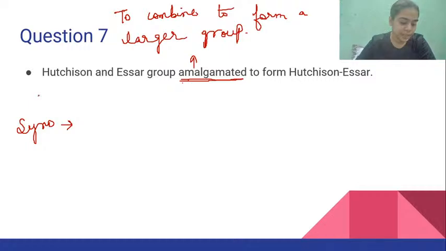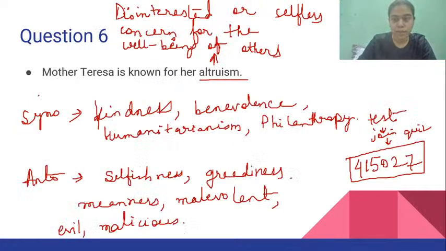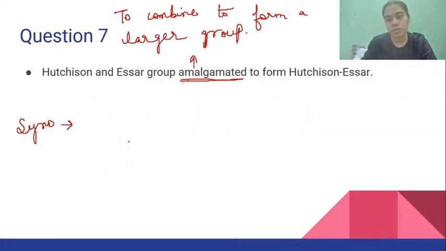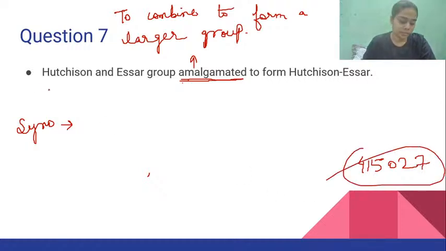Orko, Mohit, and everybody else, I want you to join the quiz. 415027 is the code. 415027 is the code. Right?